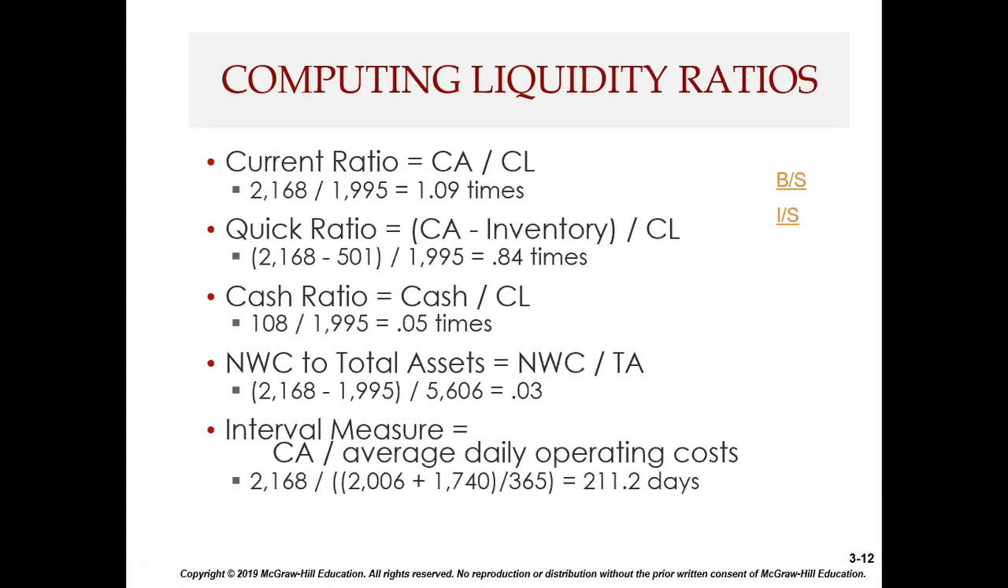Let me do that again. That's not right. I'm looking at it wrong. 2006 plus 1740, divided by 365. Actually, we spend $10.26 per day. Okay. Now, we divide that result into our current assets. So this helps us.